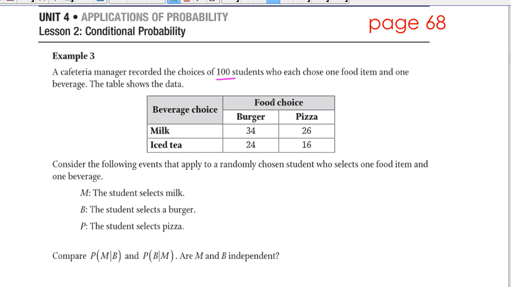All right, so the first thing I'm going to do when I see one of these tables is total it up. 34 and 26 is 60. 24 and 16 is 40. We know they should add up to 100, which they do. 24 and 34 is 58. And 26 and 16 is 42. If you add those together, you get 100. Okay, so when you see M, it's talking about milk. When you see B, it's talking about a burger. And when you see P, it's talking about pizza.